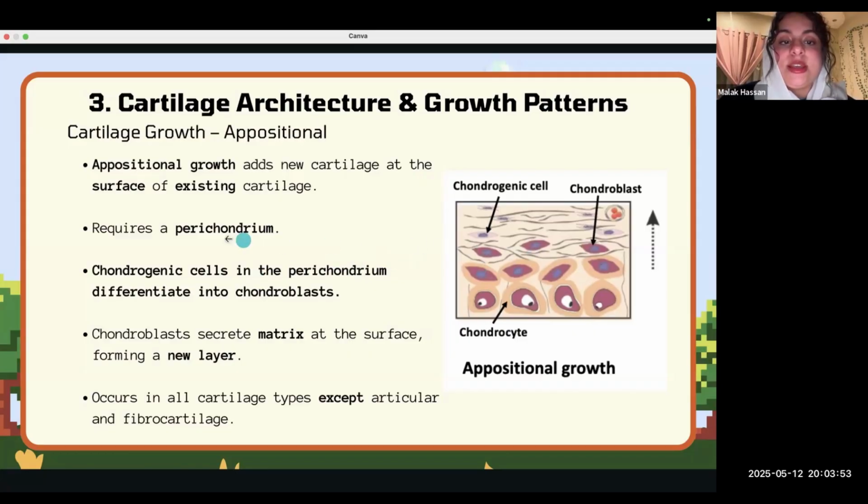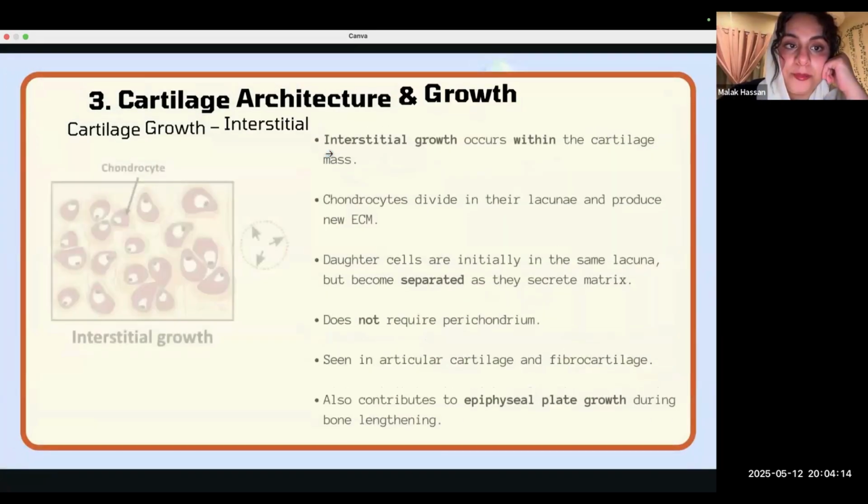The chondrogenic cells, remember in the perichondrium, remember how we had two layers? We had the outer fibrous layer and the cellular layer. The cellular layer is going to have chondrogenic cells, and those differentiate into chondroblasts, and the chondroblasts are going to secrete matrix on top of the surface, forming a new layer, and then that just keeps happening, and that causes something called appositional growth of the cartilage, okay?